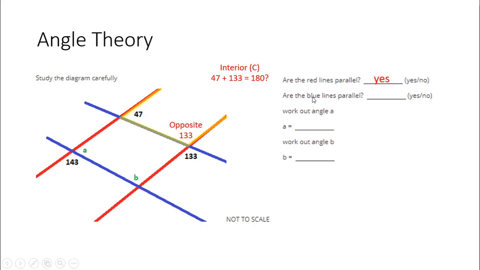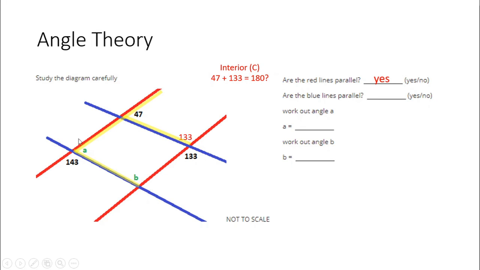Let's try something similar with the blue lines now. Now looking at angles on the blue lines, I can see angle A and 47 should make an F pattern. They should be corresponding. Is A equal to 47? Now I can't just assume it because I don't know that they're parallel. Let's use another rule to find out what A is.